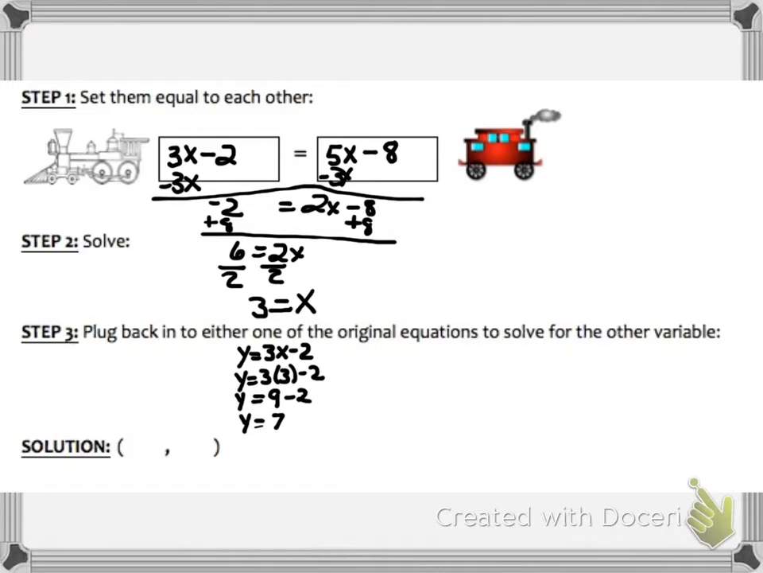And I can test this by taking the other equation, which was y equals 5x minus 8, and plugging the 3 in, and I'll get y equals 5 times 3 minus 8, and 15 minus 8, and y equals then 7. So in both cases, when I plug x as 3, I get y as 7. So my solution, the point where the two equations are the same, is when x is 3 and y is 7. Alright, now to practice a couple problems.